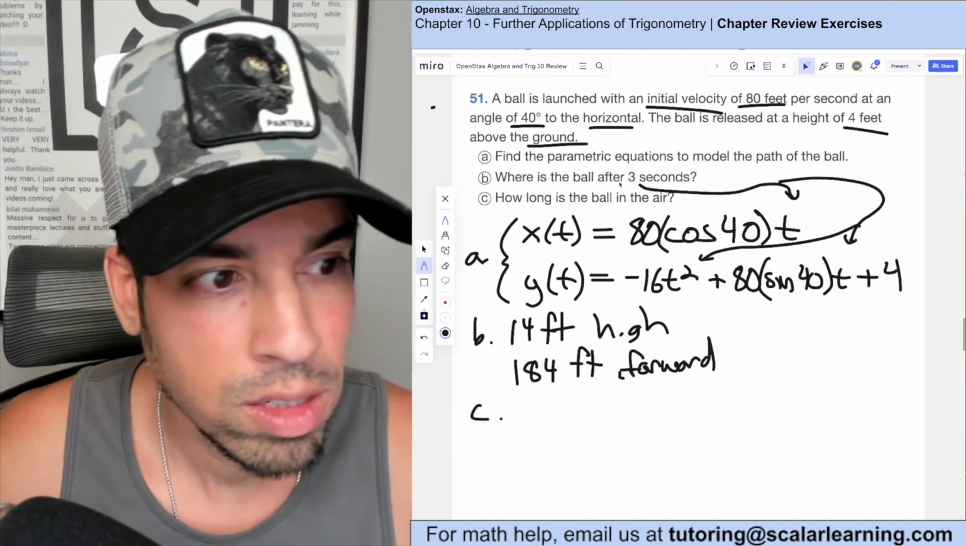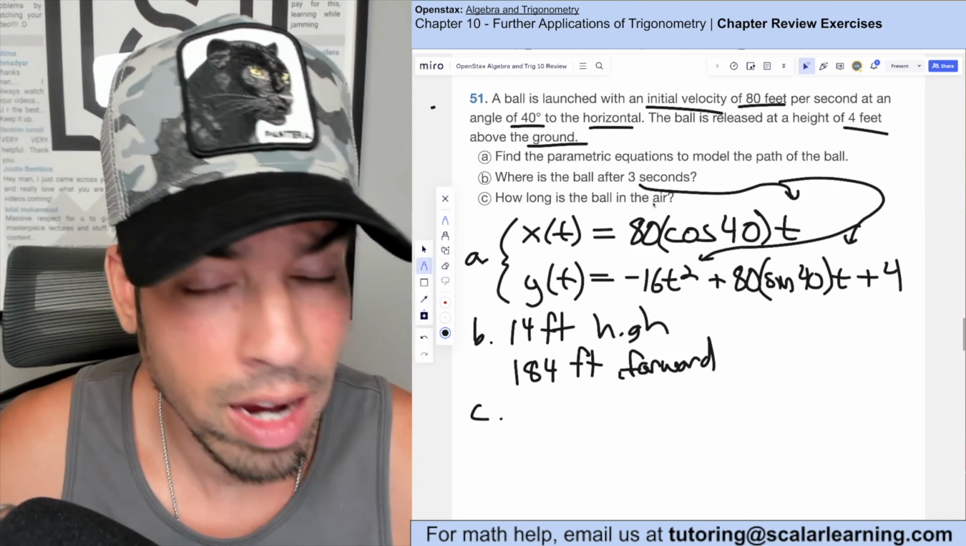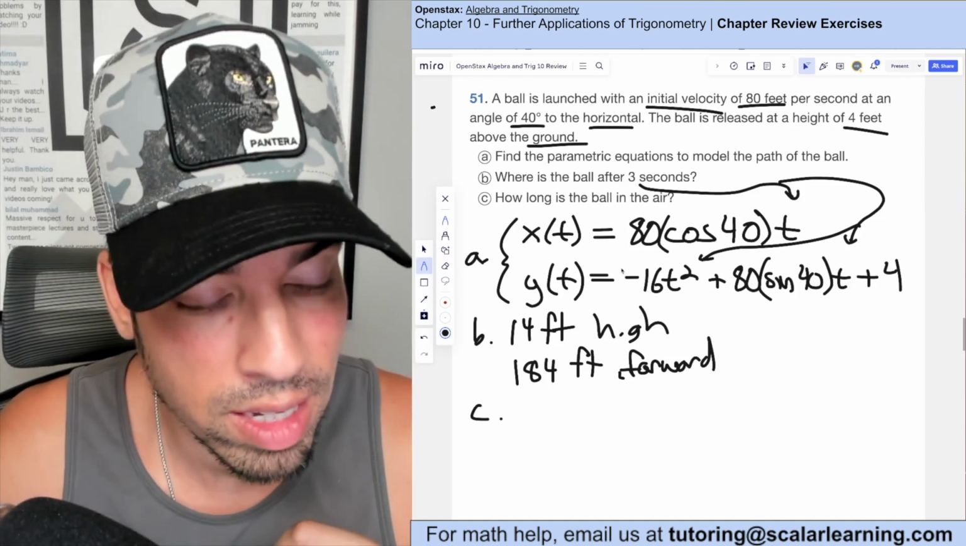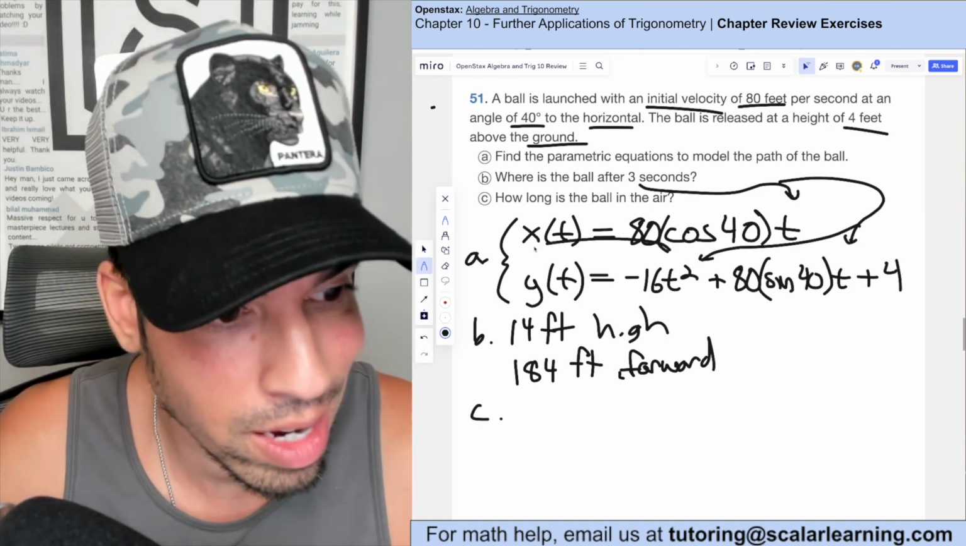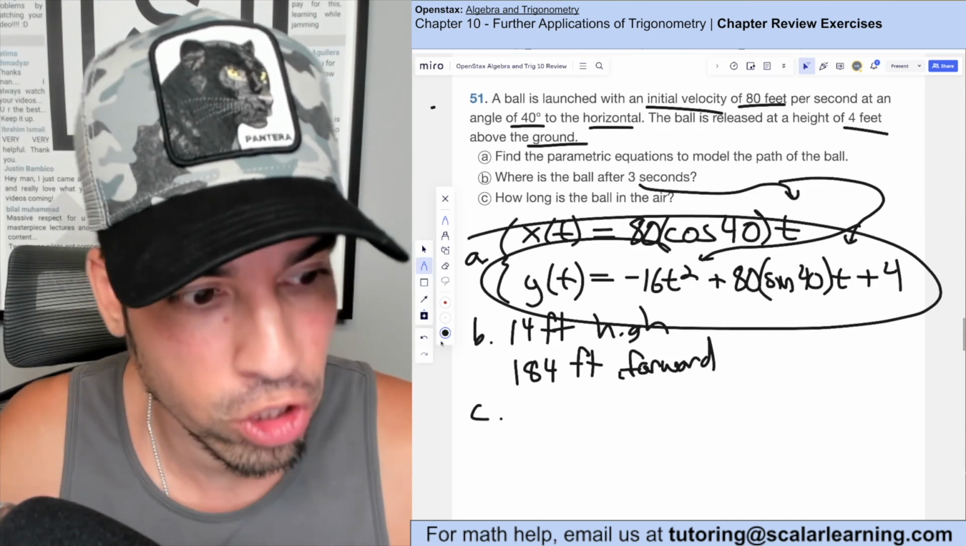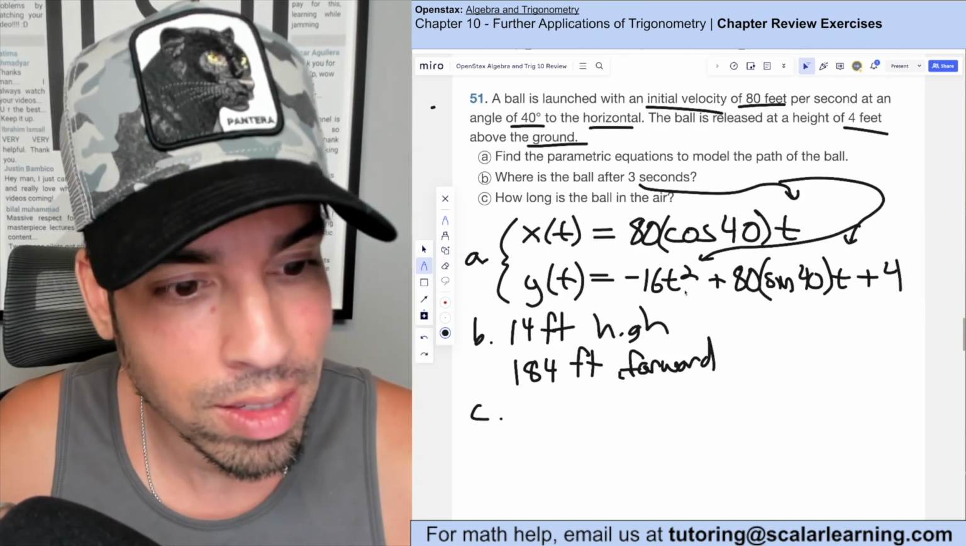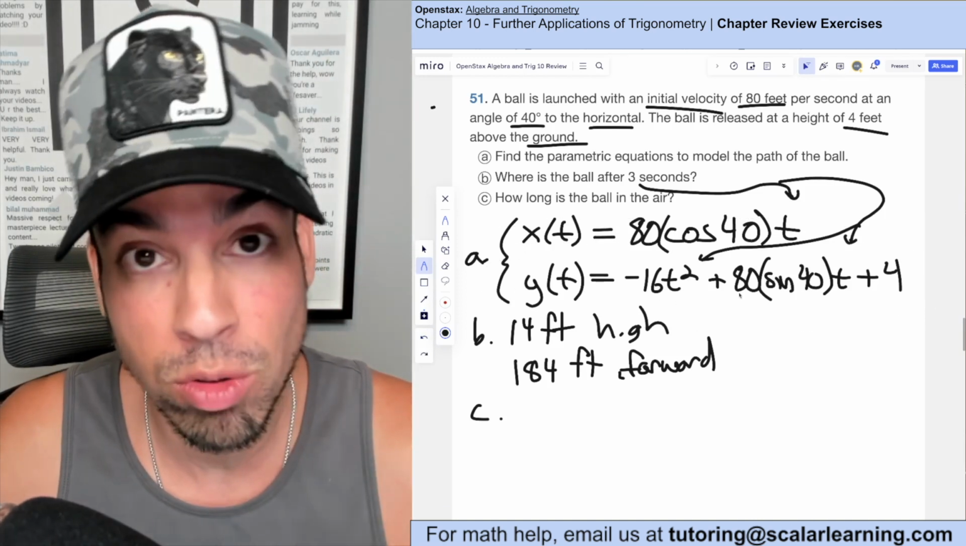Last but not least, it says, how long is the ball in the air? So we want to know when this comes back down to hit the ground, aka I want to know when the y function goes to 0. So I can set this equation equal to 0. So let's do that in Desmos now.